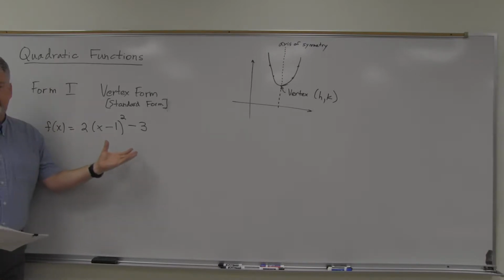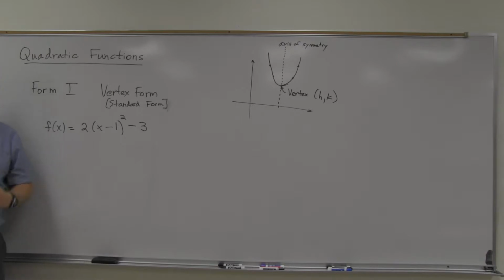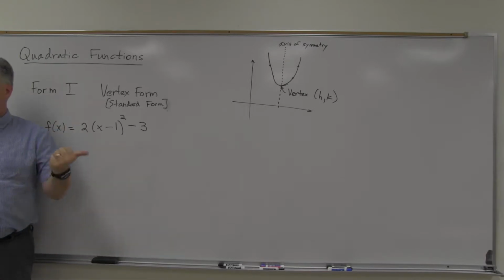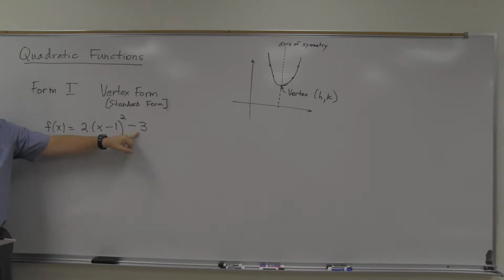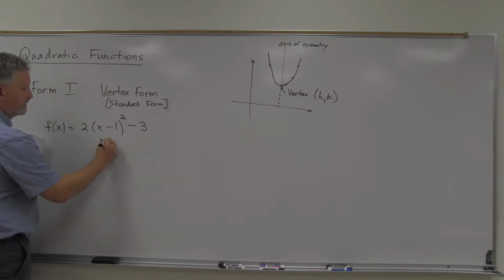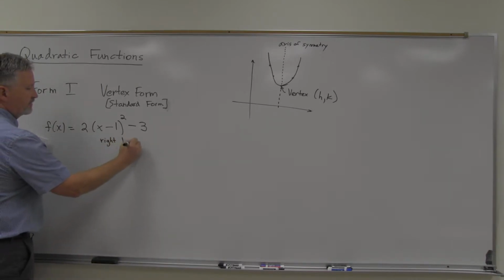And so let's just look at that and let's talk about that. How will this graph be shifted? Right 1. The 1 is in the parentheses, so that makes it go right or left, and then minus, so that goes to the right. And then what about the minus 3? Down 3. Okay, so I've got right 1 and down 3.